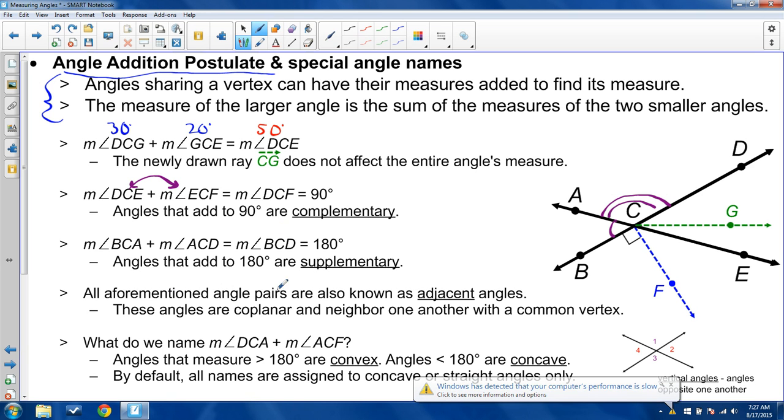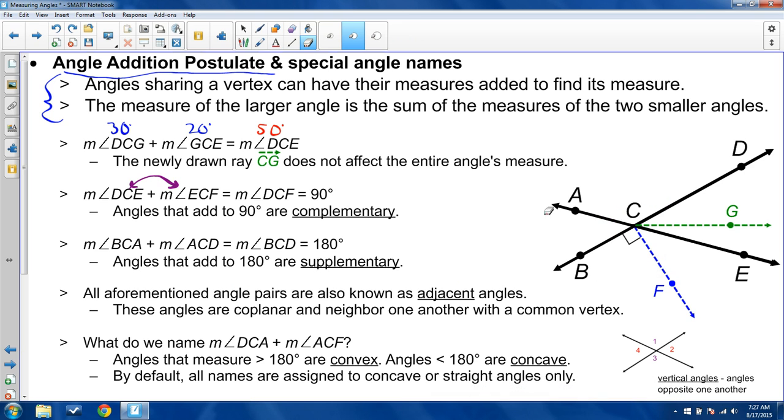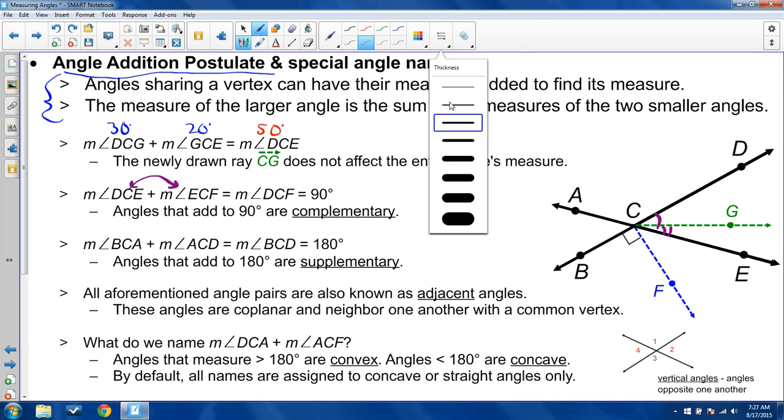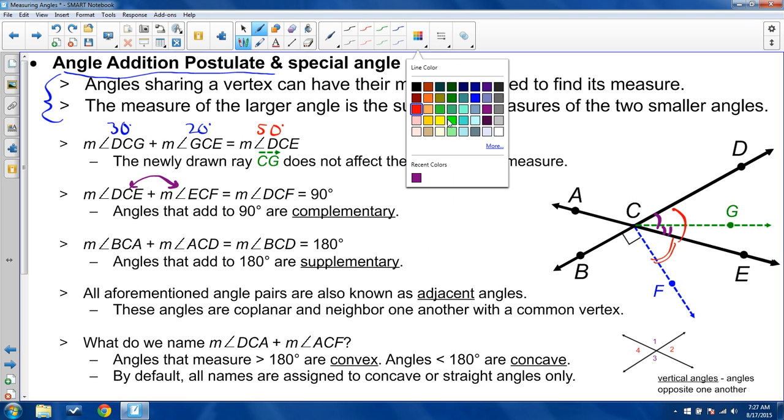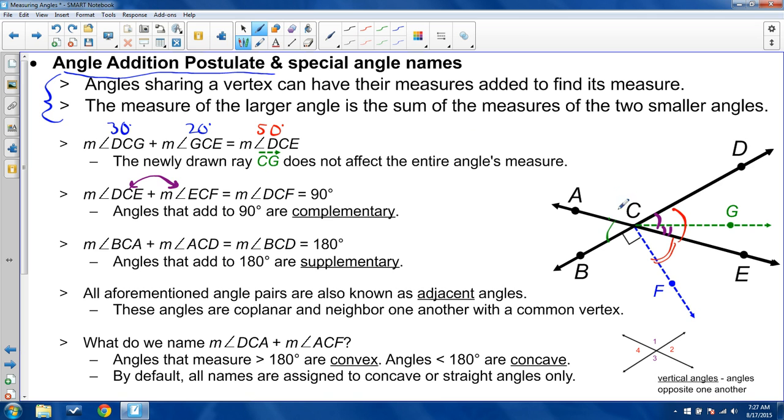All aforementioned angle pairs are also known as adjacent angles. So the 3 different angle pairs that I gave you, here was the first one. Okay, those were called adjacent angles. Here was the second one. These are also, let's see, it was this one and this one. And then the third angle pair, let's use a different set of colors. Let's use green. Third angle pair here, these are all called adjacent angles.